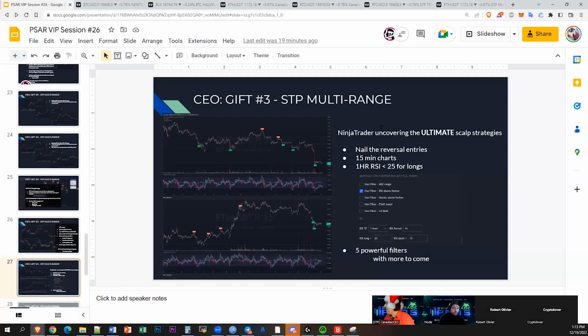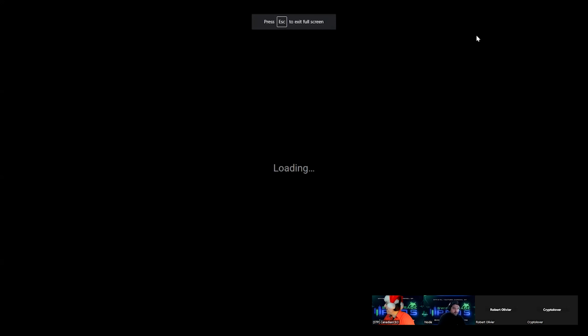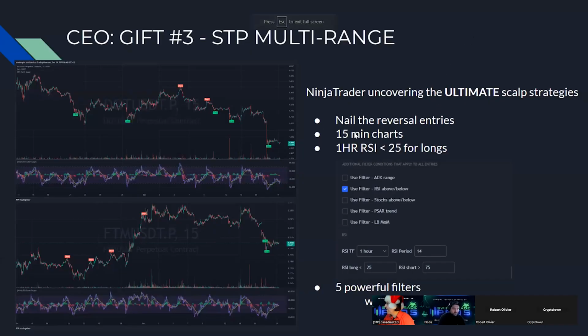Okay, and yeah, Ninja found the ultimate scalp strategy. Okay, the reversal strategy, 15-minute chart. You're going to set your 1 hour RSI to less than 25. And just look at this, bang, bang, bang. Just amazing. Okay, and you can see on the shorts as well, on FTM. These are just fantastic. So you can use these filters on the lower time frames to really dial it in.